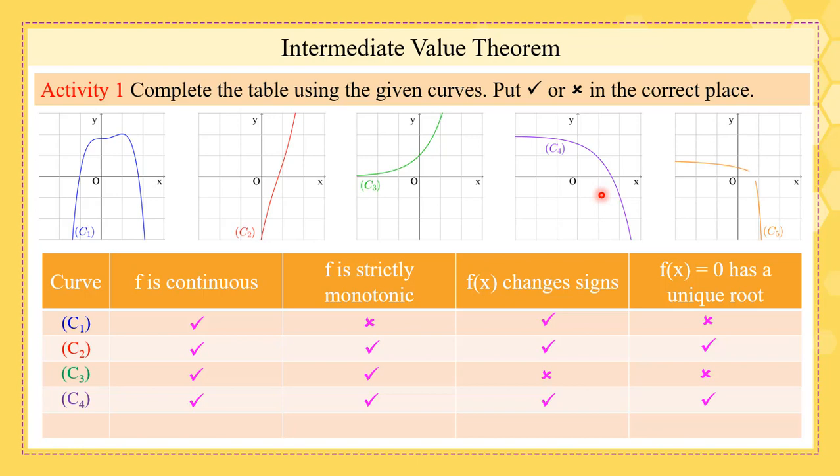And the fifth curve, which is C5, f is discontinuous somewhere here. It's decreasing on its domain of definition. It does change signs. It's positive, then it's negative, also on its domain of definition. Whereas f of x equals 0 doesn't have a unique root.